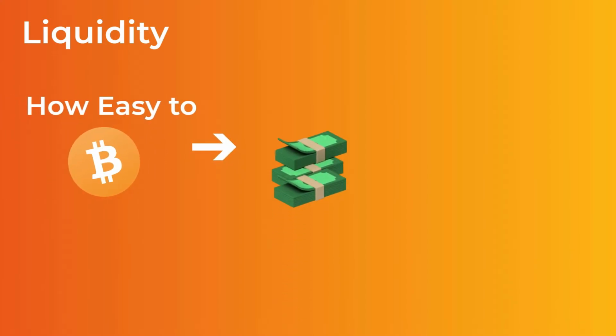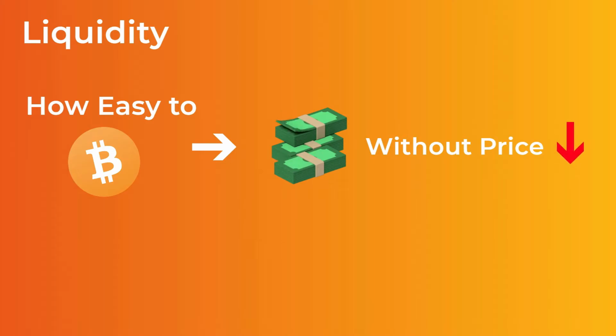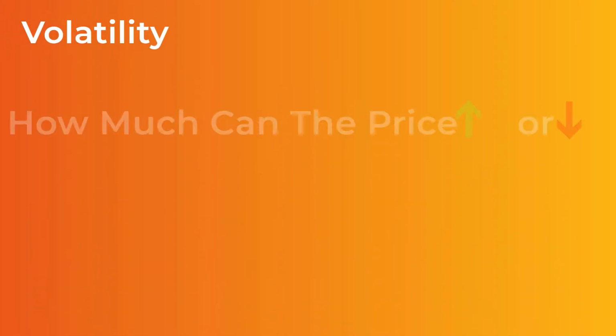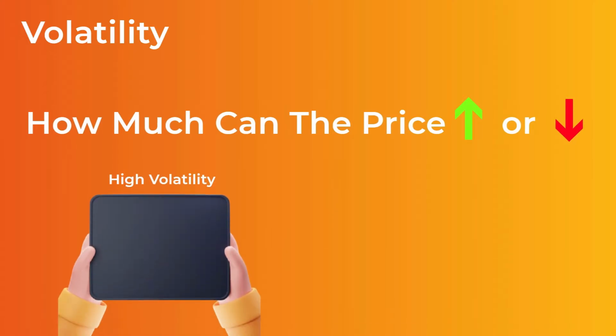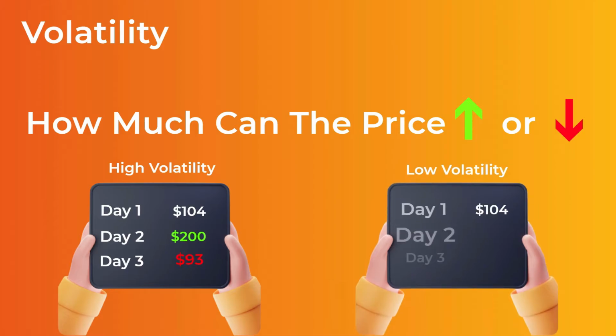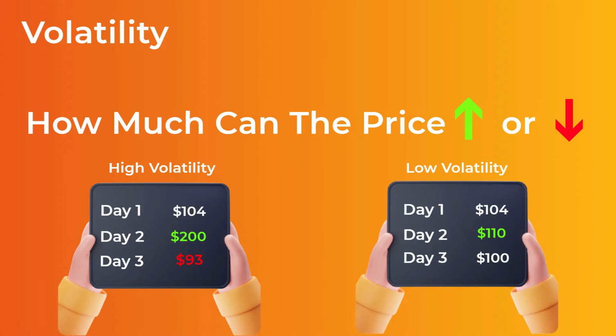The liquidity of a cryptocurrency is a way to measure how easy it is to cash out your crypto into cash without the price dropping. On the other hand, the volatility of any cryptocurrency is a way to measure how much the price of the coin moves up or down over time. High volatility cryptos can move up a lot or down a lot over time. Take a look at these two examples to understand how volatility works.